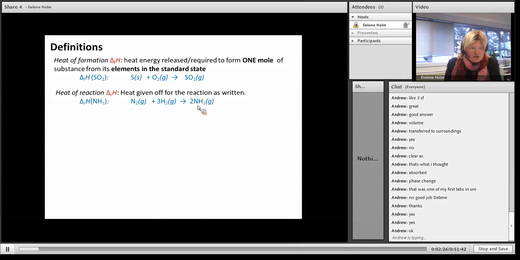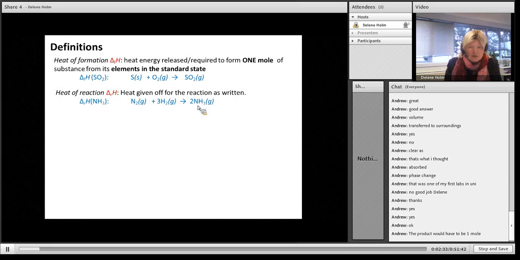I can see you are typing. Right, the product would have to be 1 mole. So instead of having a 2 over here, you would have a half in front of the NH3. That would be 1.5 in front of the H2, and a half in front of the N2. And of course, the value for delta FH for NH3 would be half the value of this delta RH as given.